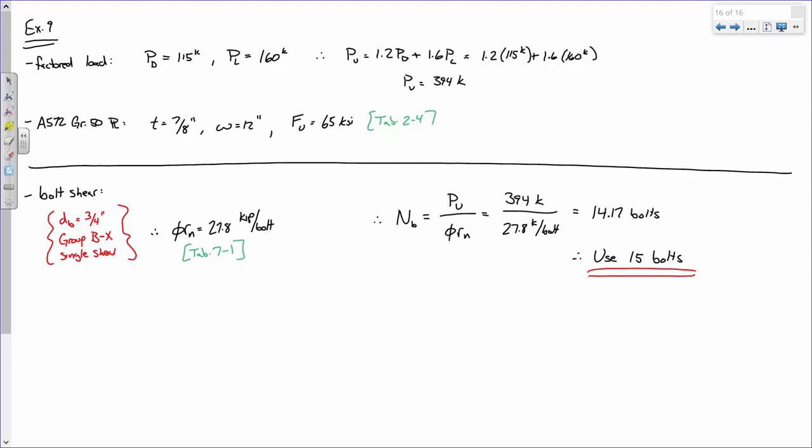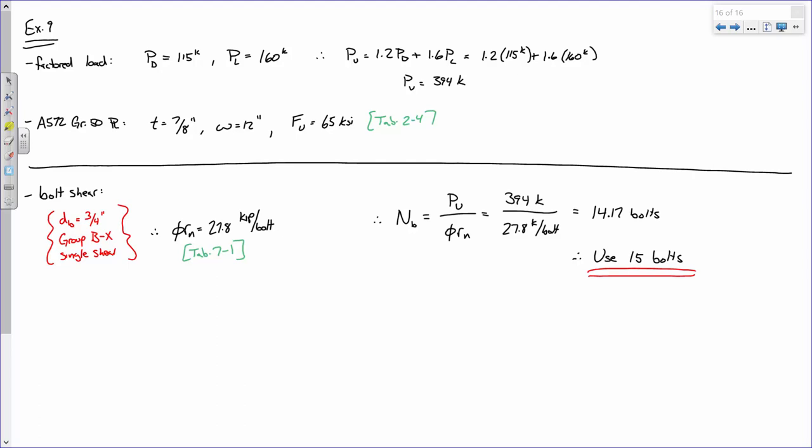What are the chances of, like you said 17, but they'll probably use 18. What are the odds they just go to 20? Like, would that ever happen? Or is that overkill? That's a bit overkill. Yeah, but keep in mind we haven't gotten here yet, too. The slip connections.